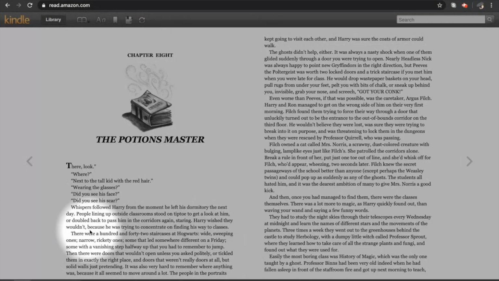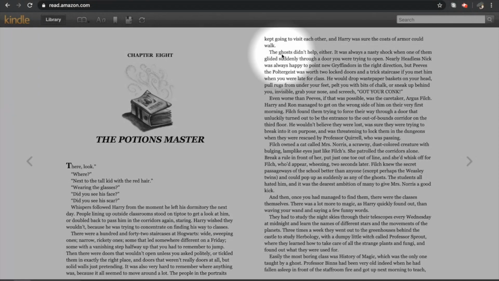Harry wished they wouldn't, because he was trying to concentrate on finding his way to classes. There were 142 staircases at Hogwarts, wide, sweeping ones, narrow, rickety ones, some that led somewhere different on a Friday, some with a vanishing step halfway up that you had to remember to jump. Then there were doors that wouldn't open unless you asked politely or tickled them in exactly the right place, and doors that weren't really doors at all, but solid walls just pretending. It was also very hard to remember where anything was, because it all seemed to move around a lot.